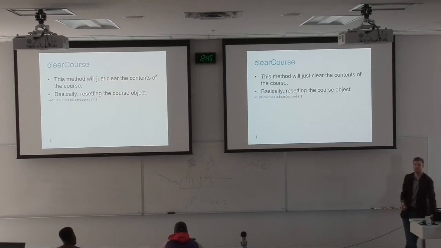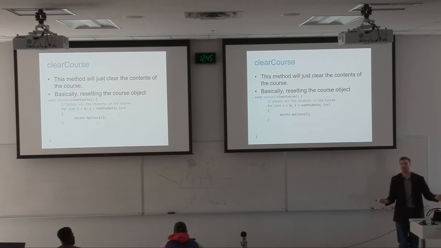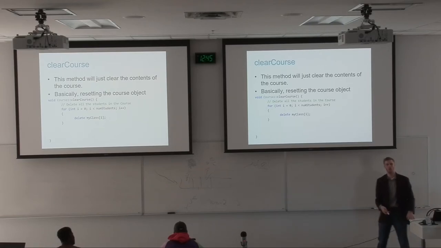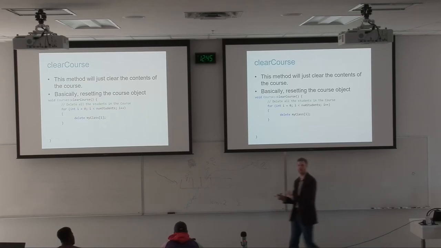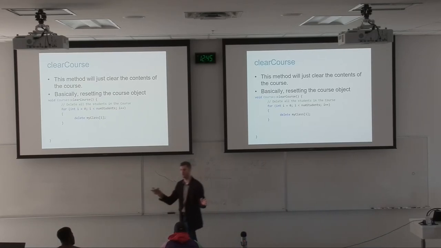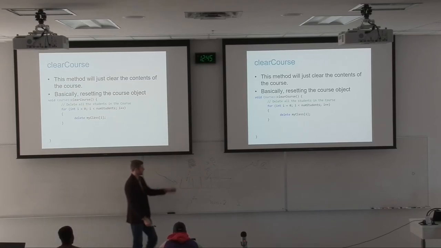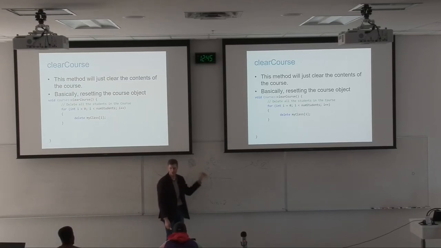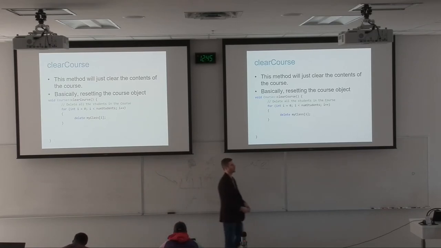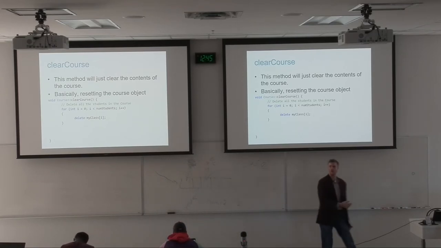Clear course. Here's another really easy one. Go through each thing and delete each thing. Do your linear traversal through the course, the array, pointing to all the students, and delete them. So delete whatever you're pointing to, delete whatever you're pointing to, delete whatever you're pointing to. And of course, once I'm done deleting everything, what should I do?